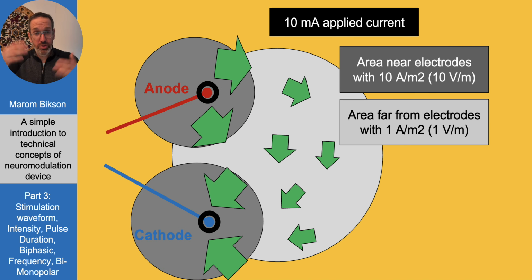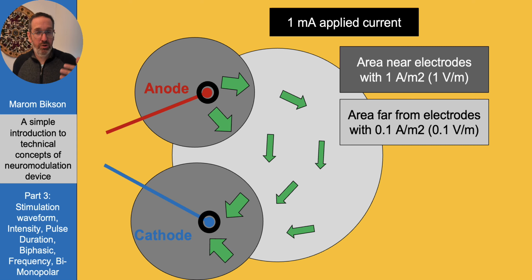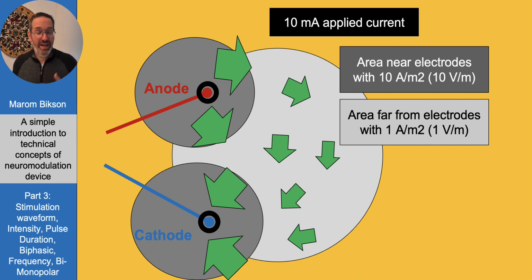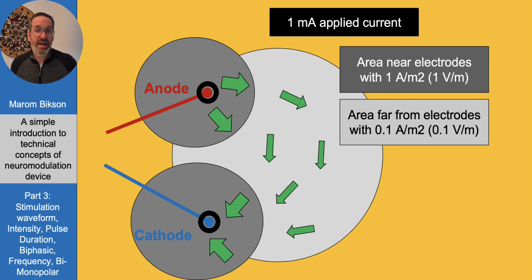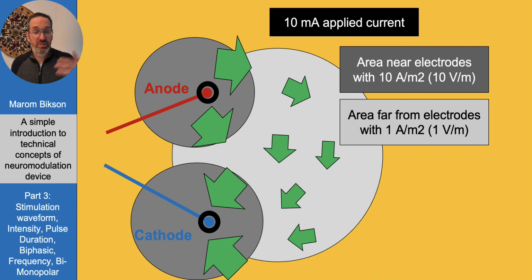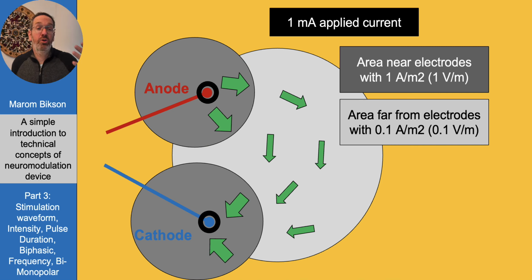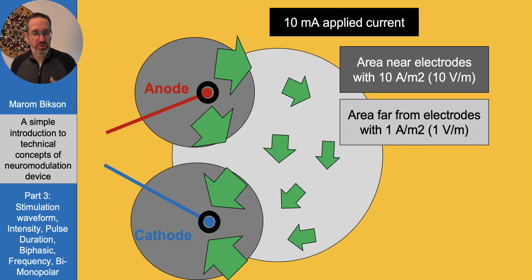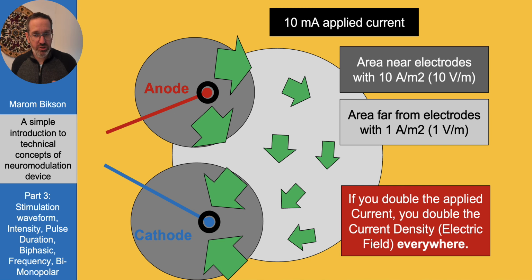If we now increase the current, so we go from 1 milliamp to 10 milliamps, what happens is you get more current density everywhere. If you do 10 times the current, you will actually get 10 times the current density everywhere. So that means that near the electrodes, we went from 1 amp per meter squared to 10 amp per meter squared. And farther away from the electrodes, we went from 0.1 amp per meter squared to 1 amp per meter squared. Now, what does this mean for the volume of tissue? And again, there's a nice scaling factor here. It's very linear, or scalable, if you want.